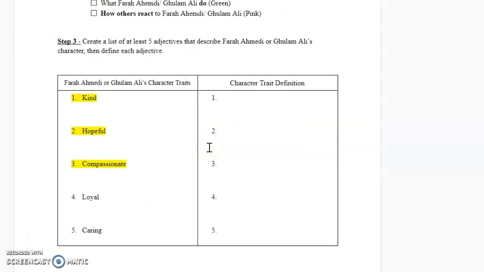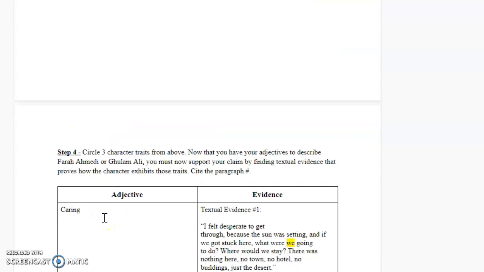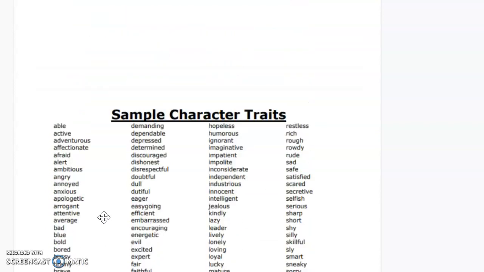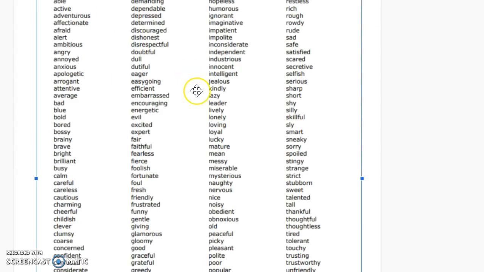Then, step 3, I want you to create a list of at least 5 adjectives that describe Farah Ahmadi or Ghulam Ali's character. Then define each adjective. In class, I did this with my period 3-4, but I had them write down those 5 characteristics that really represent Farah. If you're struggling to find characteristics, I have a whole sheet right here for you guys. So I'm helping you guys out, I promise. Like able, active, adventurous, etc. So I have these for you.